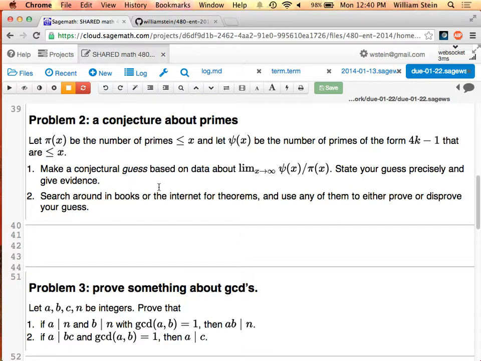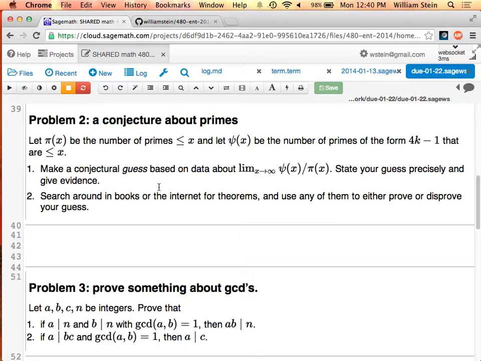First, I define a function psi of x, which counts the number of primes of the form 4 times k minus 1. That is, the prime can be written as 4k minus 1 for some integer k. So roughly half the primes maybe can be written that way, or maybe a third, whatever. So compute some data somehow, and then make a conjecture about what the limit of that quotient is, and just state it precisely as a guess.